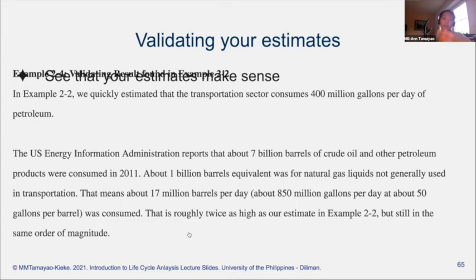Okay, the US Energy Information Administration. So the US EIA is a very reputable agency when it comes to studies and data on the energy sector in the US and sometimes even outside of the US. Okay, so it reports that about 7 billion barrels of crude oil and other petroleum products were consumed in 2011. Okay, so in a lot of cases, the EIA uses information that are contributed by organizations within the energy sector.